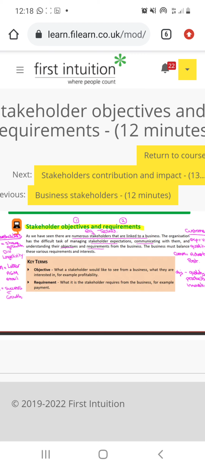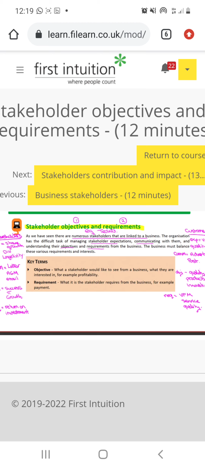And finally, the requirements of the business, what they require from Tesco. They will want a return on their investment. Compared to our customers, what they require from the business: value for money, service, and quality.